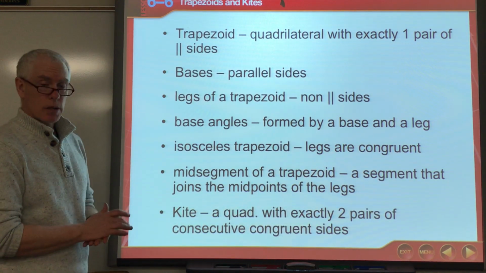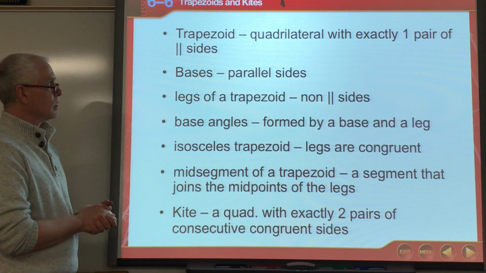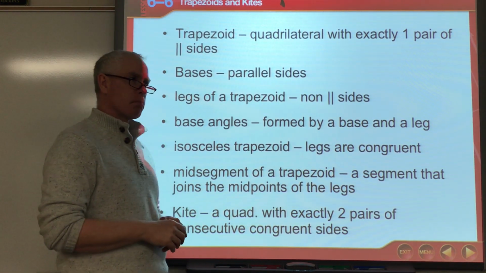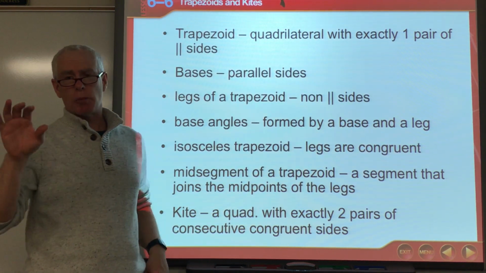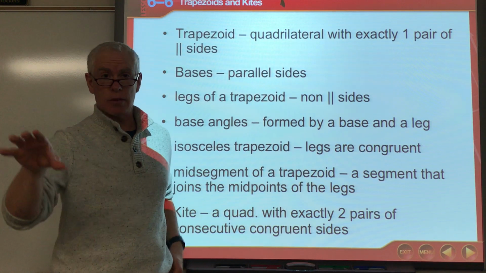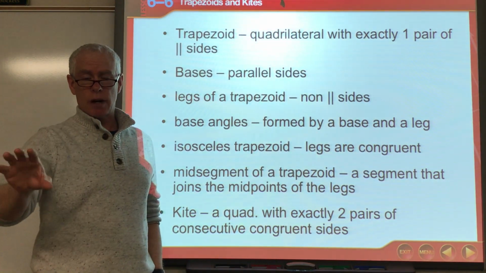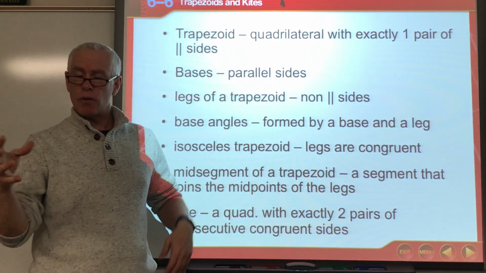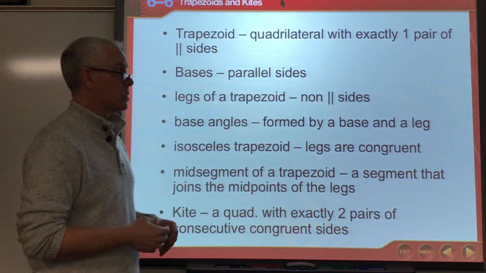And a kite is a quadrilateral with exactly two pairs of consecutive congruent sides. So those are the kinds of things that you should have in your notes, and then some properties that go with them. If I were you guys, I would have a spot in my notes for each different shape: parallelogram, rectangle, rhombus, square, trapezoid, kite, and then list all of the things that are true about them. If you have it organized that way, it's going to make doing the homework and eventually the test much easier.